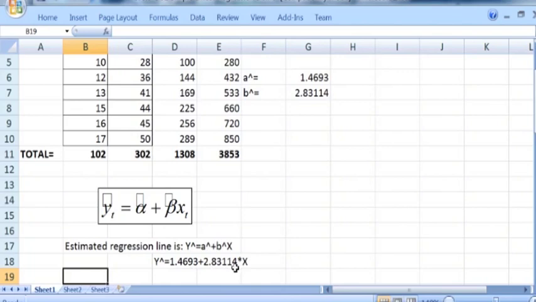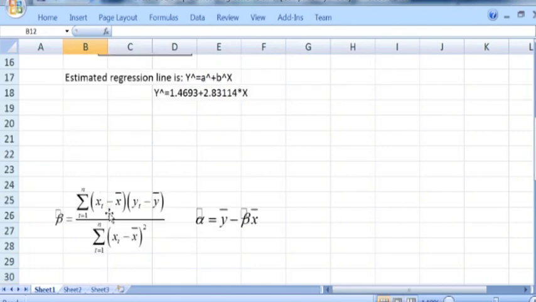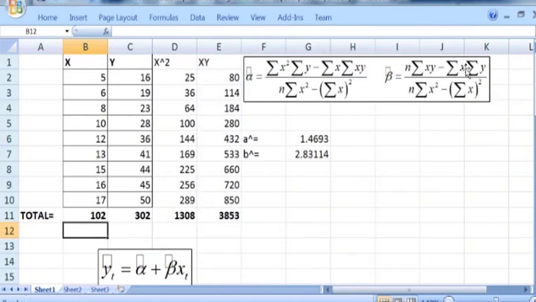So this is how to interpret the intercept and slope. We have two alternative formulas as well. We can calculate beta hat using this formula, summation (x_t minus x bar) into (y_t minus y bar) whole over summation (x_t minus x bar) whole square. And we can calculate alpha hat using y bar minus beta hat x bar, where this beta hat will be calculated by using this formula or by using this formula of beta hat.